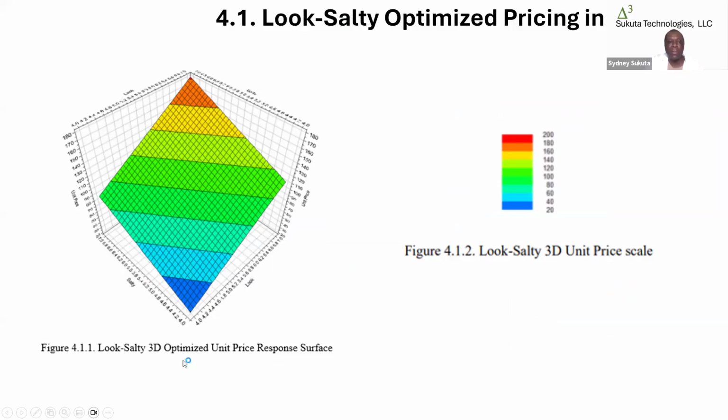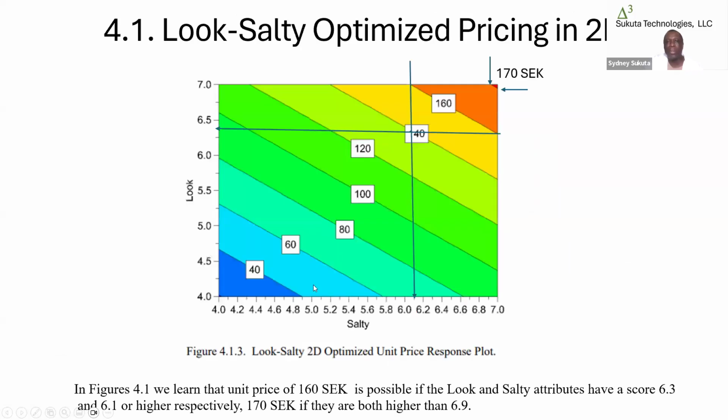And this is what they call a response surface of that analysis. And then we're going to look closely at the 2D plot of it. We see that we can make it all the way to 170 SEK, which is higher than the 158. So that's encouraging, only if the salt here is almost 7, let's say 6.9, again around 6.9, almost 7.